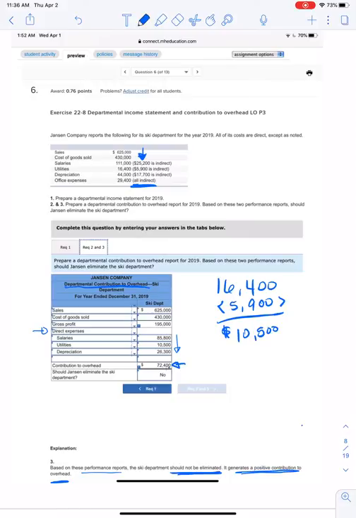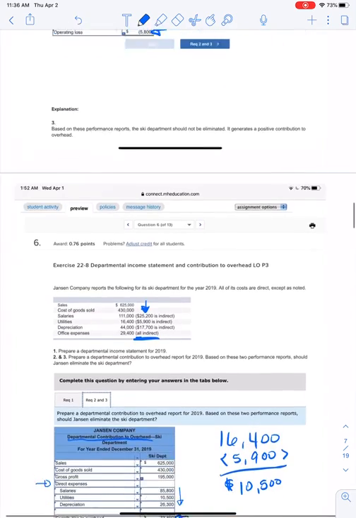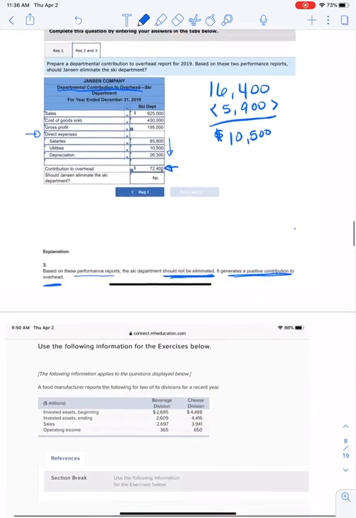Now, if when we did this math, say the numbers came out and this ended up being minus $2,000 for your contribution to overhead, at that point, it would make sense financially to remove this department because it is actually losing us money. It's actually a detriment to the organization. But right now, it's actually still helping us, even though it looks, at first glance, like we might should eliminate it because we've got an operating loss. So just be very careful when you're making those kinds of decisions. Make sure you really think them through all the way.